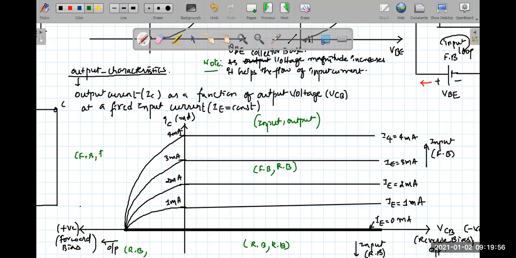Whereas on the left, if you forward bias it, the output current will become zero, because you are opposing the flow of input current. So here we got four regions.